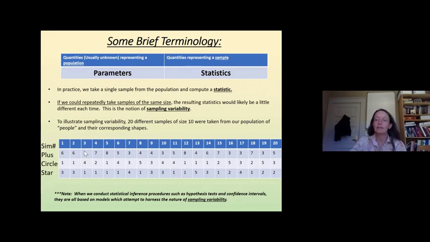Then on the third simulation, I got 5 pluses, 4 circles, and 1 star. And then I got 7 pluses, 2 circles, and 1 star. So you kind of get the idea. And this is the idea of sampling variability. This is just due to random chance, how much I would expect these values to vary from sample to sample. And that's the notion of sampling variability.